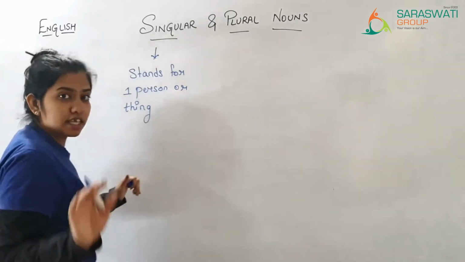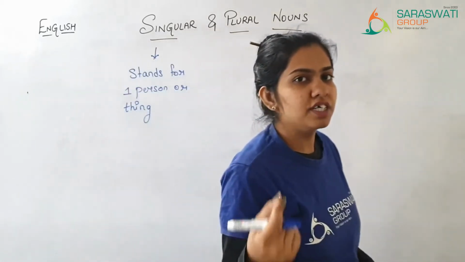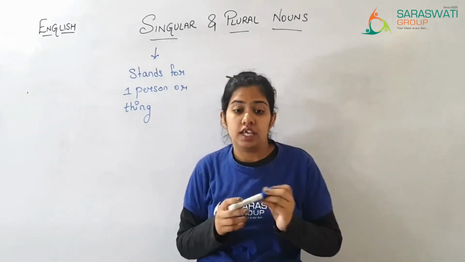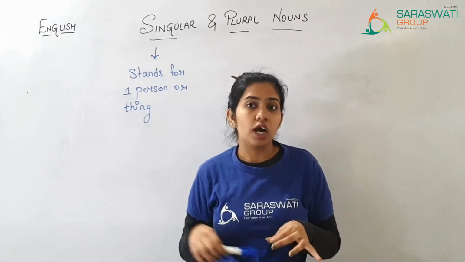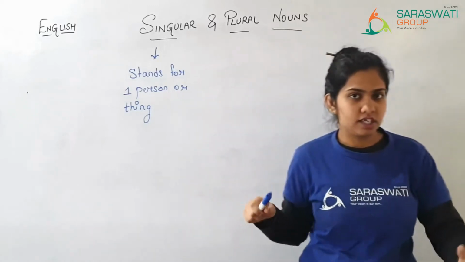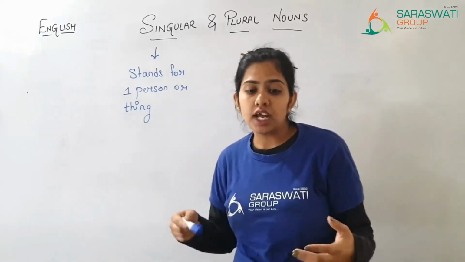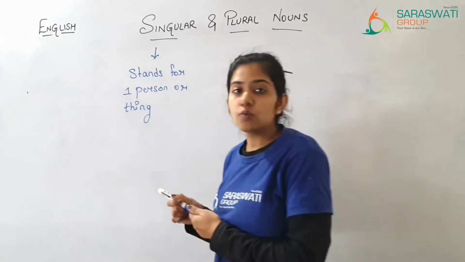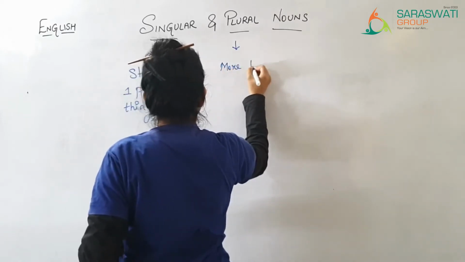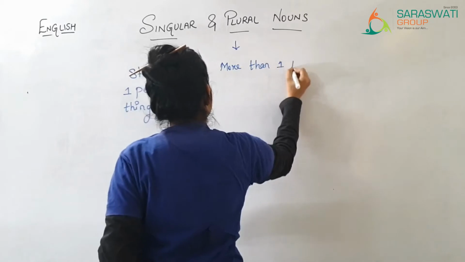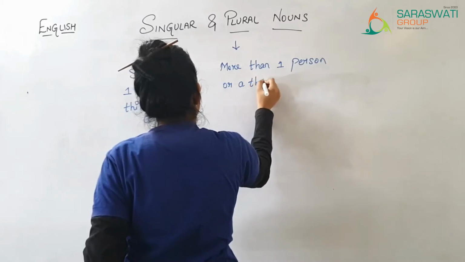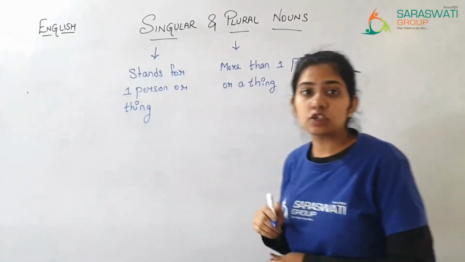Singular nouns means we are talking about one person or thing. A marker, right? Then a board, a book, only one book. So that is singular. Now, plural: we are using it for more than one person or a thing.